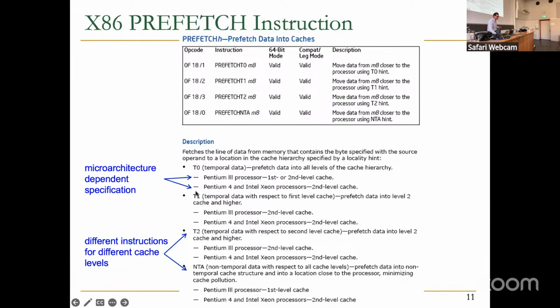There are T0, T1, T2, and NTA. And T0 is temporal data. Prefetch data into all levels of the cache hierarchy. Pentium 3 processor, first or second level cache. They have only 2-level caches. Pentium 4 and Intel Xeon processors, second level cache. What happened to all levels of the hierarchy? Right. First level cache is gone from prefetch T0. Anybody guess why? Why did they decide to remove the first level cache from prefetching?